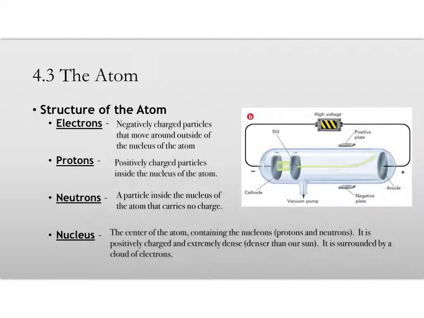And the nucleus is the center of the atom containing the nucleons, which are protons and neutrons. It is positively charged because it has protons. Neutrons are neutral, so it doesn't affect the charge. And it is extremely dense. In fact, it's about as dense or even denser than our own sun. If you know anything about physics, stars and black holes and such are extremely dense bodies of matter. And finally, it is surrounded by a cloud of electrons as we know it today.